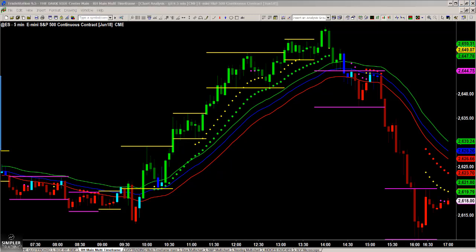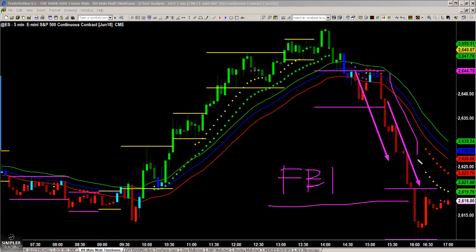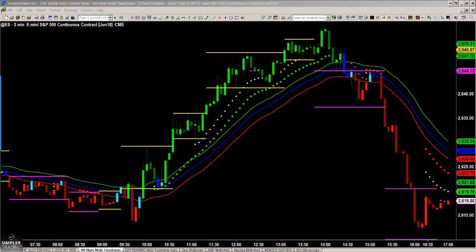Now, in fairness, the weakness that we saw had a lot to do with the news, with the FBI raid of the president's personal attorney. That was the speed at which all this happened, for sure. But the fact that this triggered up here had a lot to do with price action, and I think the technicals as well. And then the speed of the sell-off, I think, had a lot to do with the news, the fundamentals. Same thing with the Dow.